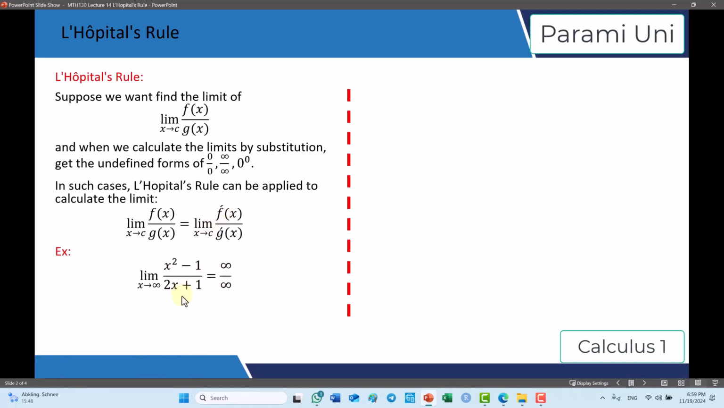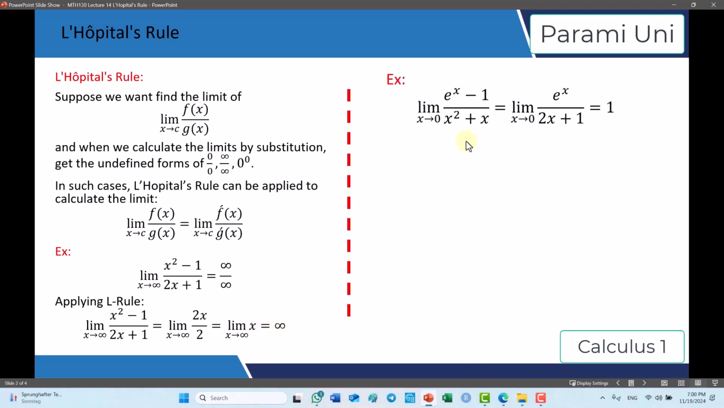For example, if you look at the limit as x goes to infinity of x squared minus 1 over 2x plus 1, if you substitute x by infinity, you get infinity over infinity, which is an undefined form. Applying L'Hopital's rule, this limit is equal to the limit of the first derivative of x squared minus 1, which is 2x, over the first derivative of 2x plus 1. Now, substituting x by infinity, you get infinity over 2, which is infinity.